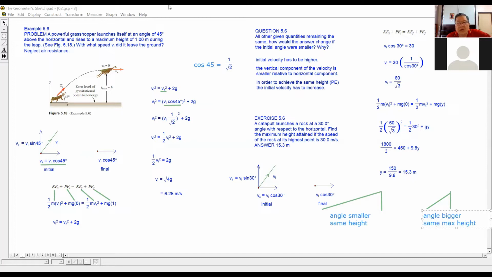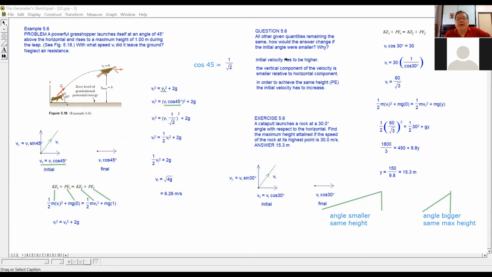So imagine you are the grasshopper. You want to make a jump with a small angle and reach this height. Or you want to reach this height, but you make a bigger angle here. In order to move a greater horizontal distance, you need more energy. Whereas if you jump at a bigger angle, you will reach the maximum height within a shorter distance, so you need less initial kinetic energy, right?